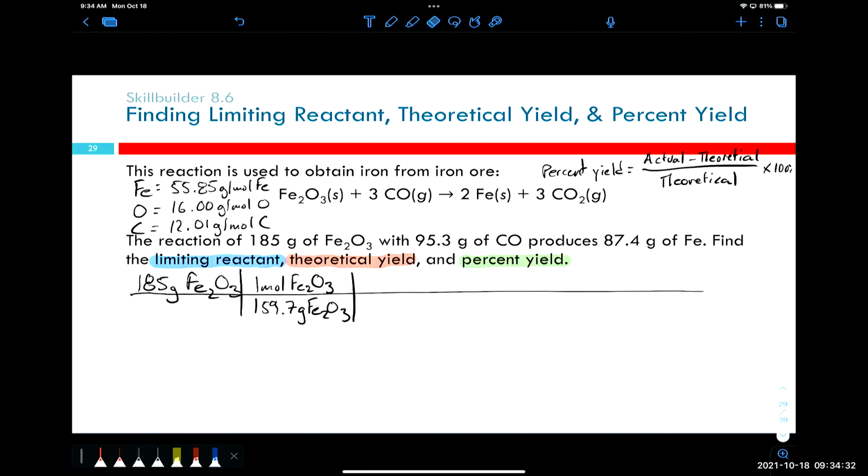So then to go from moles of iron oxide to moles of iron, which is where we want to get to, we'll need that ratio. So that'll be 1 mole iron oxide for every 2 moles of iron. We're going to put iron oxide in the denominator here because we want to cancel those units out, and 2 moles of iron because that's what we want to replace those units with.